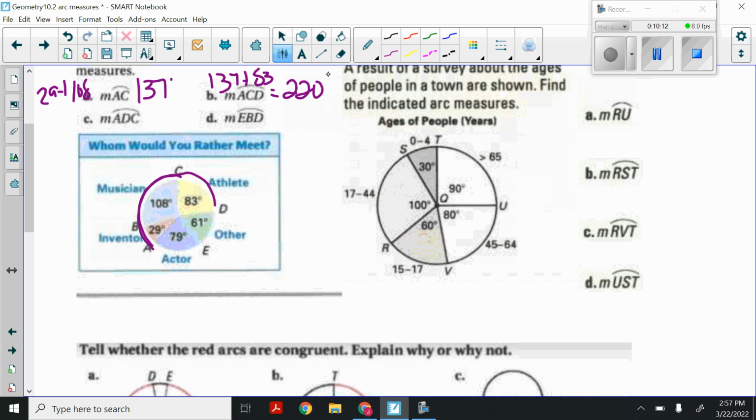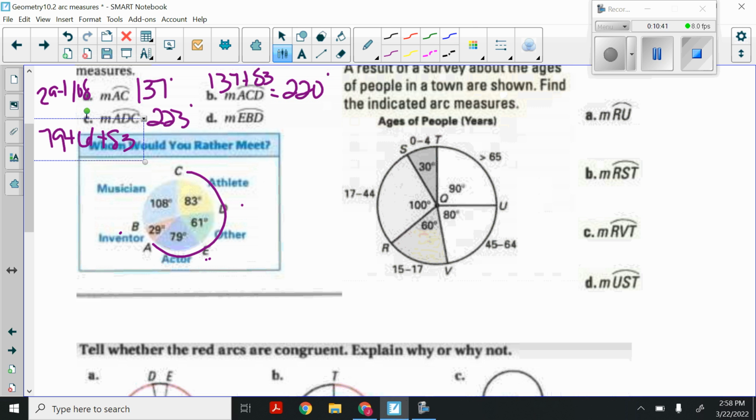C, the measure of arc ADC. So now I'm going this way, so I'm going to erase what I have there. So ADC, I'm going this way. So I'm going to add up these three numbers. So 79 plus 61 plus 83 is 223. Now the measure of arc EBD, so EBD.